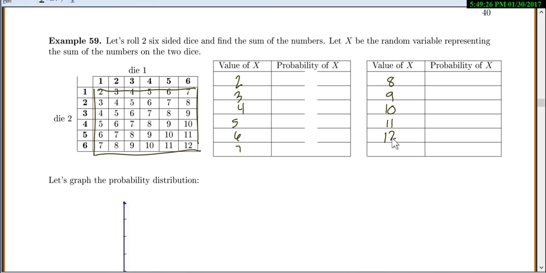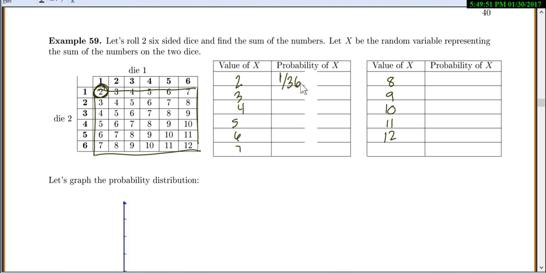So to do this, you go through and you say, okay, I want to get a 2. How can I get a 2? The only way I can get a 2 is this 2 right here. So that is one way to get a 2. And how many total possibilities are there? There are 36.